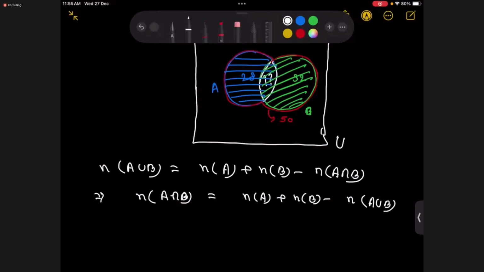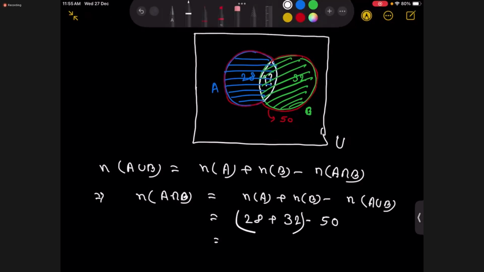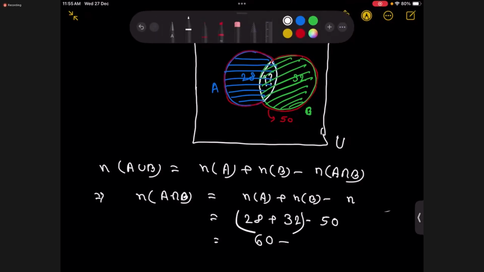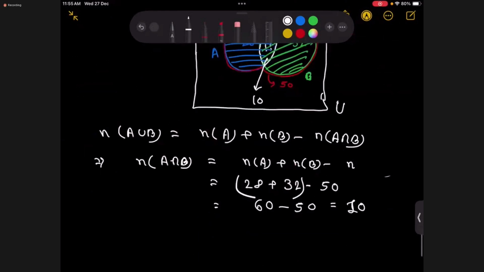So what is N of A intersection B? It is 28 plus 32 minus 50. So what will this be? 60 minus 50, 10. So this white portion contains 10 elements.